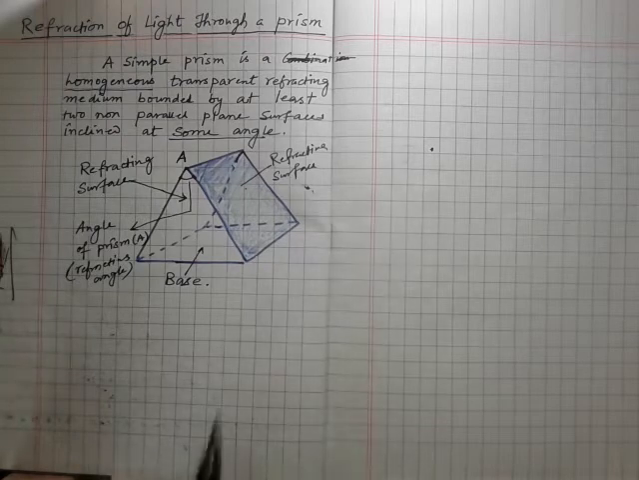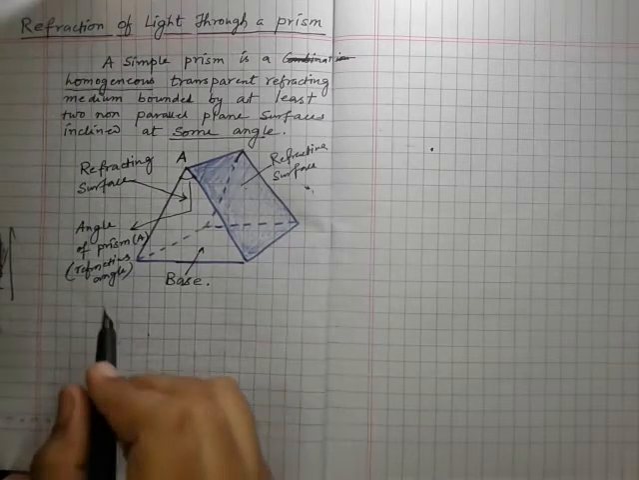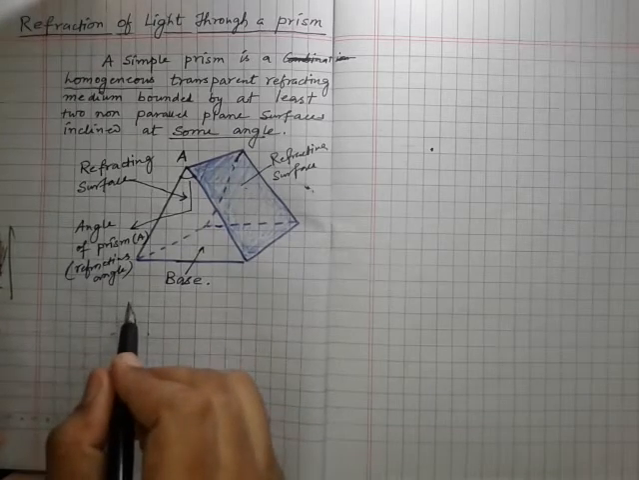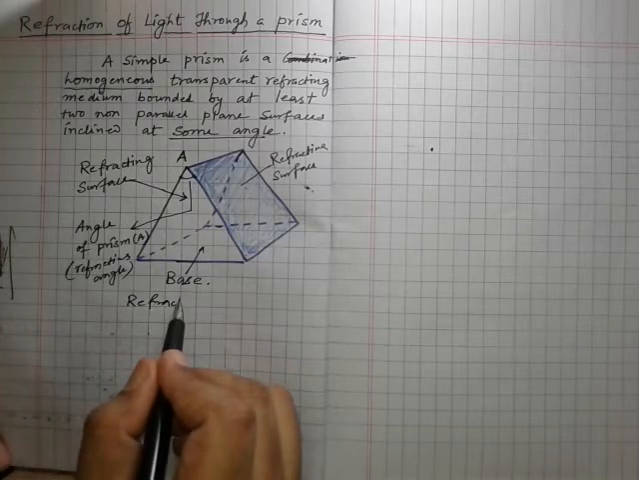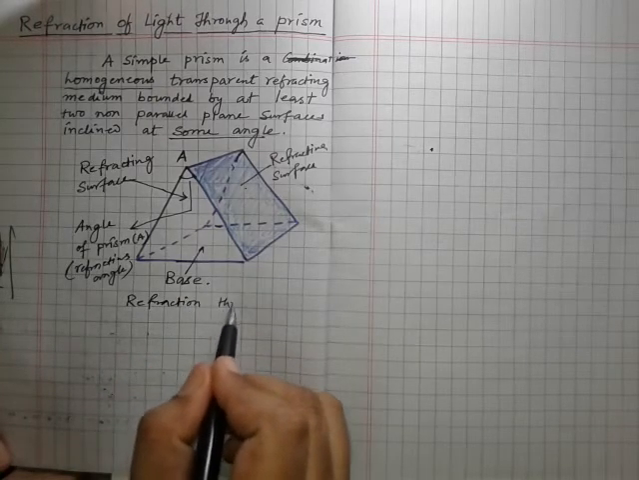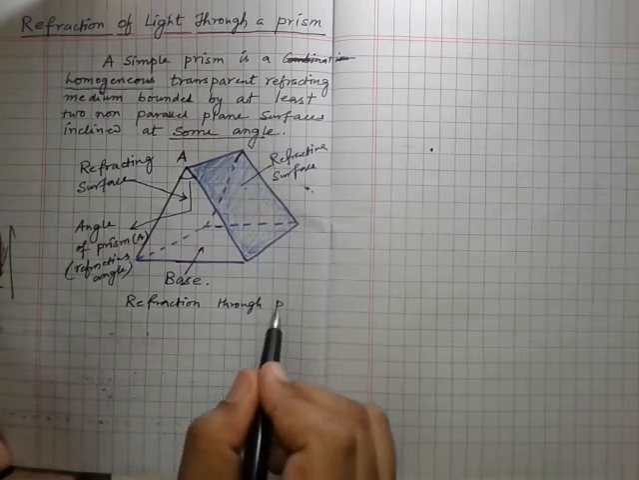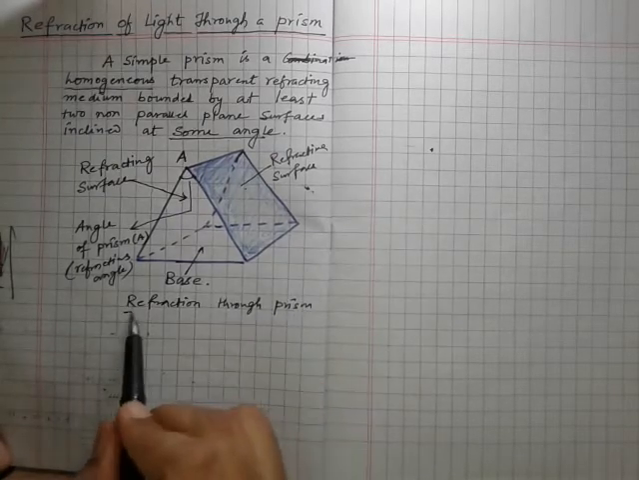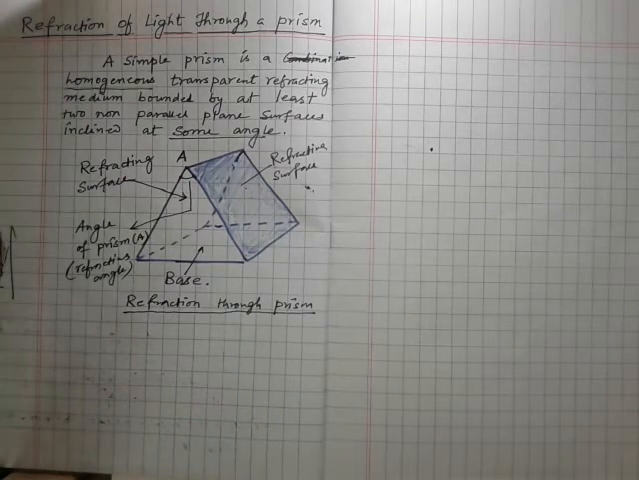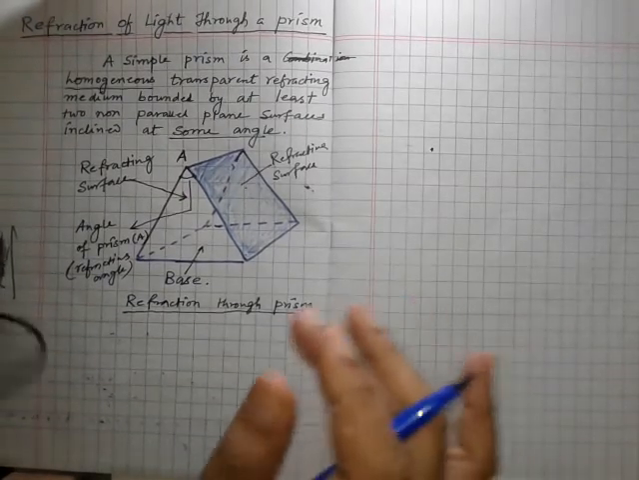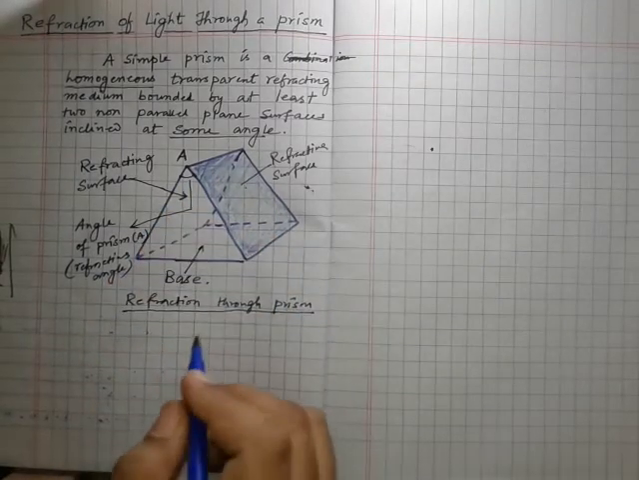So we'll write the heading, the refraction through prism. What are we going to do? So now we'll draw the diagram. First we'll draw a triangle. That will be an equilateral triangle. We'll draw this triangle only.